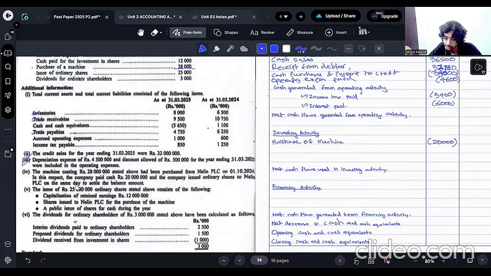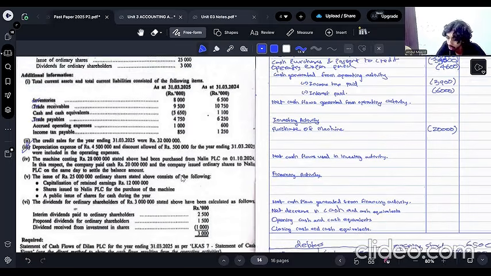So out of 25,000, how much are we actually getting in cash from the share issue? 12,000 is going as capitalization of reserve, that is free shares, and 8,000 shares are given to Nalin. Then how much shares are we getting cash for? Only 5,000. So in financing activity, you can say share issue 5,000. For the public issue only you're getting cash 5,000.